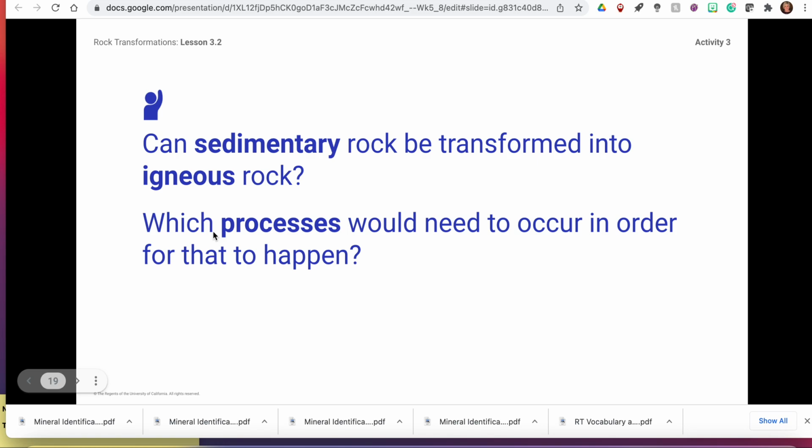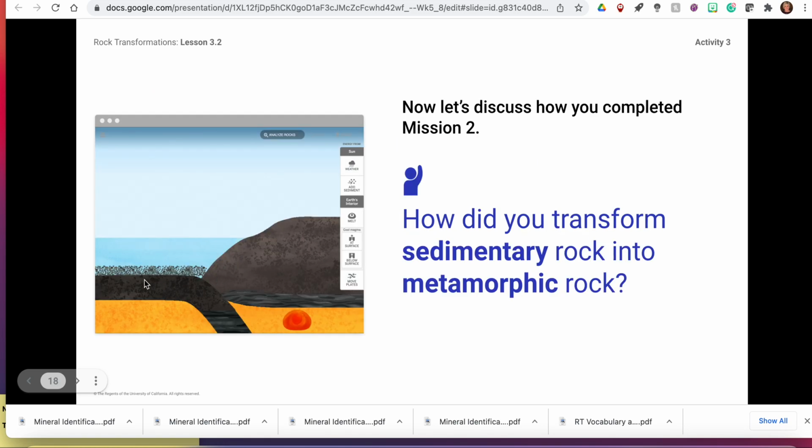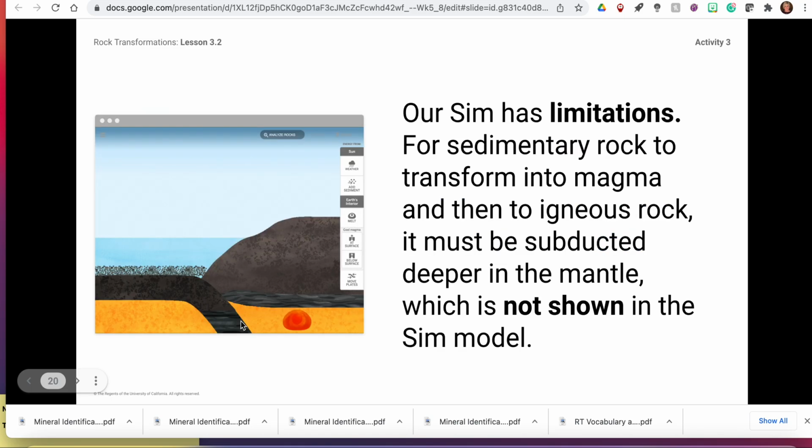So what processes would need to occur in order for that to happen? We would have to take the sedimentary rock here, and we would have to take it way down deep into the mantle so that the rock can melt. All right? So our sim has limitations. For sedimentary rock to transform into magma and then to igneous rock, it has to be subducted really deep into the mantle. And that process is not shown in the sim model.